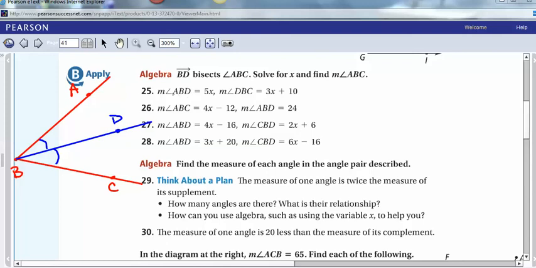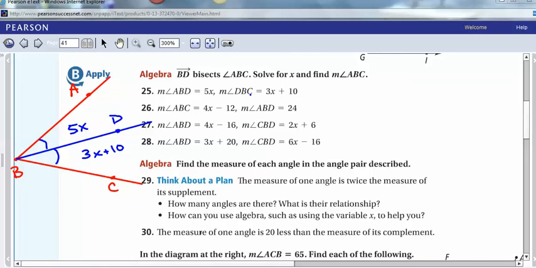Now fill in your information. ABD is equal to 5x. So ABD is 5x. DBC is equal to 3x plus 10. And now it's the same as the problem before, isn't it? Okay? Because 5x is equal to 3x plus 10. Solve for x, and then find ABC, which is the big angle.